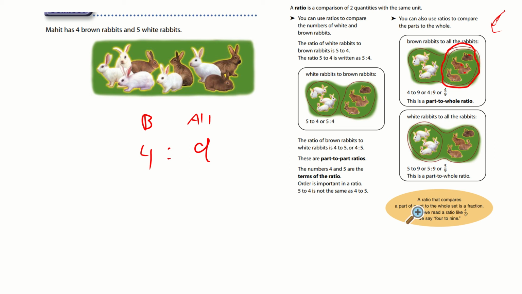And you can write ratios in 3 different ways. You can write 4 to 9, 4:9, or 4 over 9. This is called a part to whole ratio.